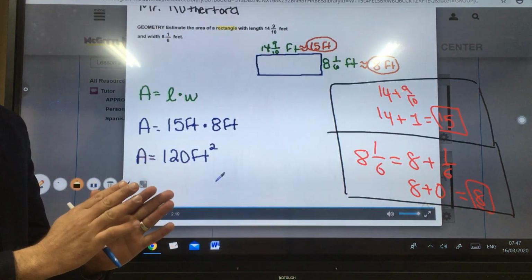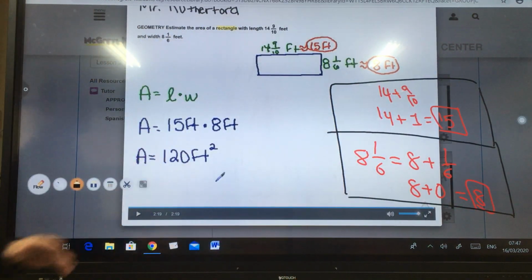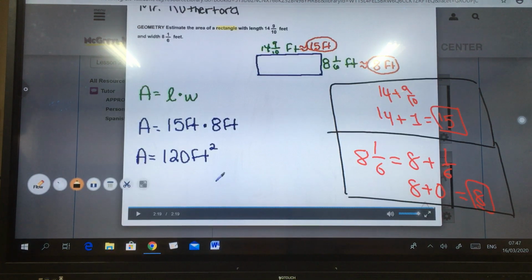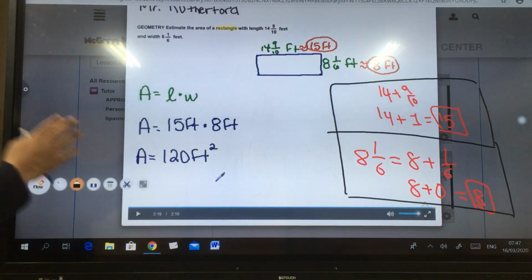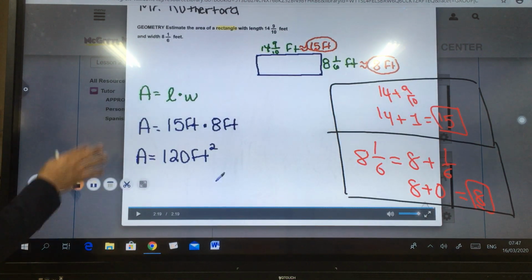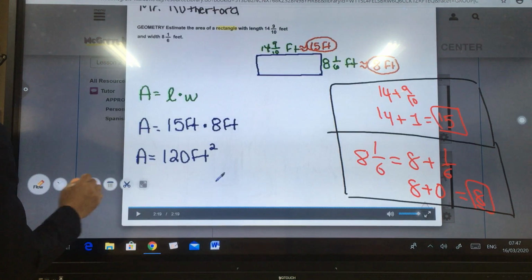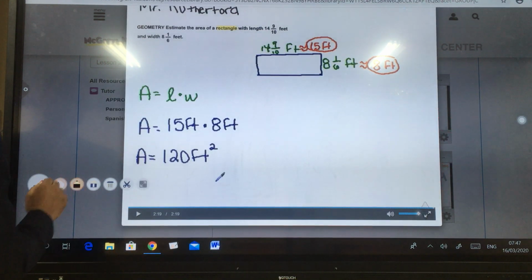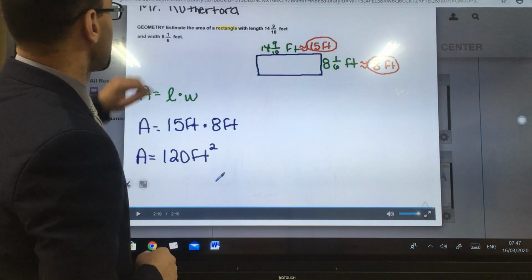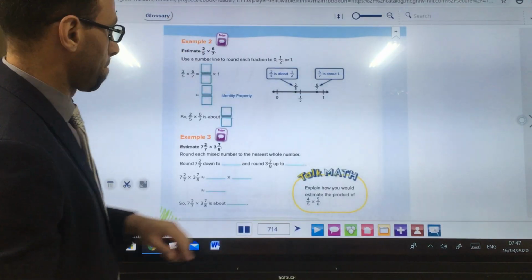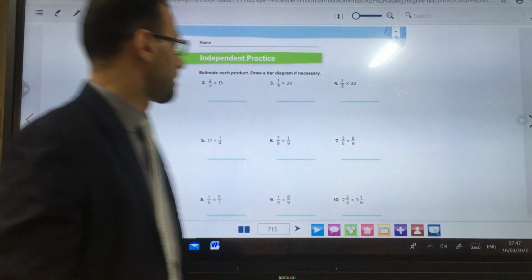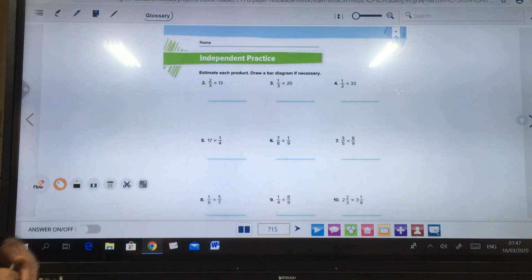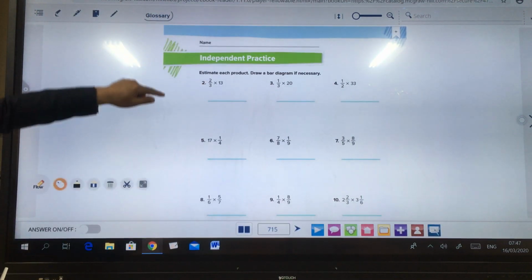Okay, is it clear? Now, in your book, open page number 715. You can stop the video and check this example. We did numbers 2, 3, and 4 yesterday.